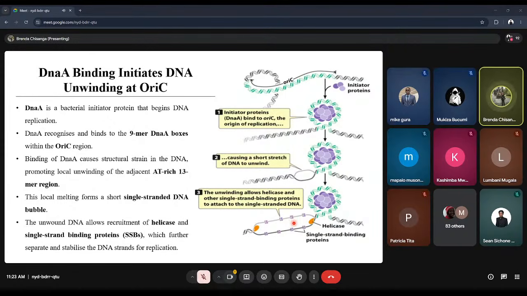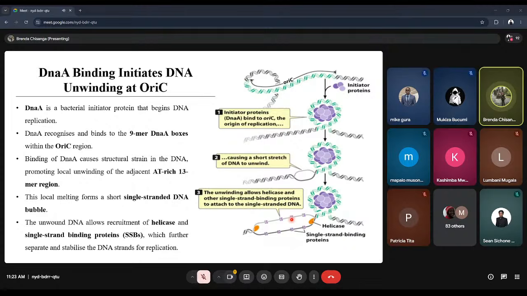Now, at this point, it is important for us to understand that DnaA is not the enzyme for unwinding DNA. No. DnaA just comes in to recognize the site of replication at the 9-mer, and its binding causes a kind of distortion. And because the region up front in the 13-mer is weak, it opens up a short segment.